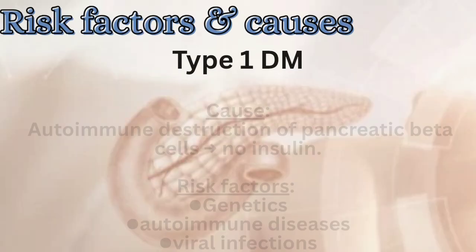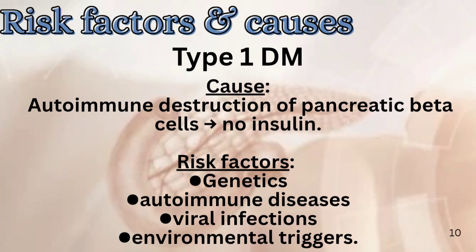Risk factors and causes of type 1 diabetes. The main cause is autoimmune destruction of pancreatic beta cells. These cells normally make insulin, which helps your body use sugar for energy. Without insulin, blood sugar rises. The risk factors include genetics, family history increases risk, autoimmune diseases like thyroid disorders or celiac disease, viral infections, certain viruses may trigger beta cell attack, environmental triggers, early childhood diet or toxins.